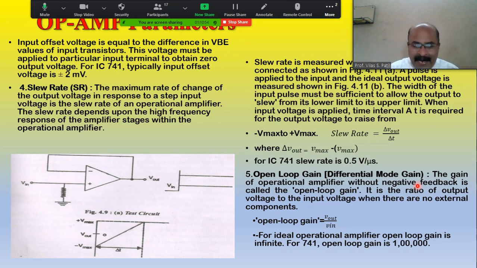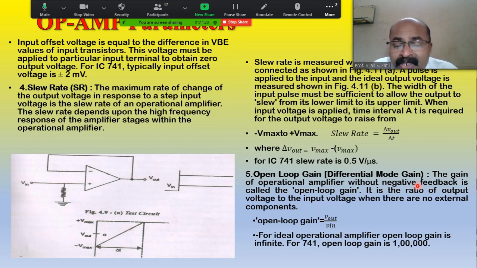Then we come to the parameter, the open loop gain. We have to calculate this parameter of the 741 IC or operational amplifier. But while calculating, the mode of operation is the differential mode; keep this in memory. We are going to calculate the open loop gain when the operation mode of the operational amplifier is the differential mode.